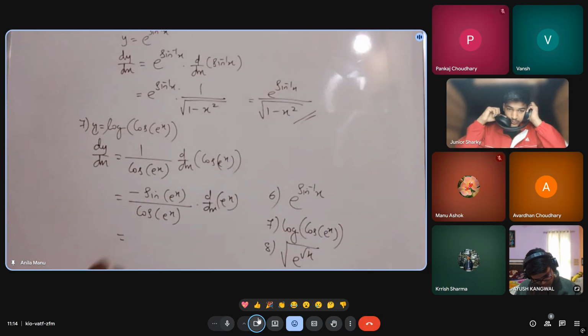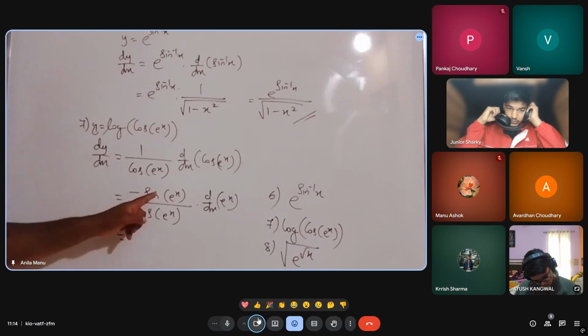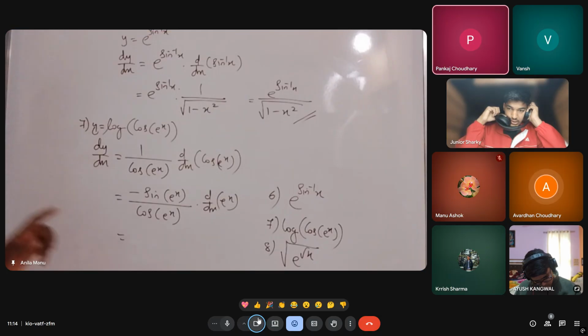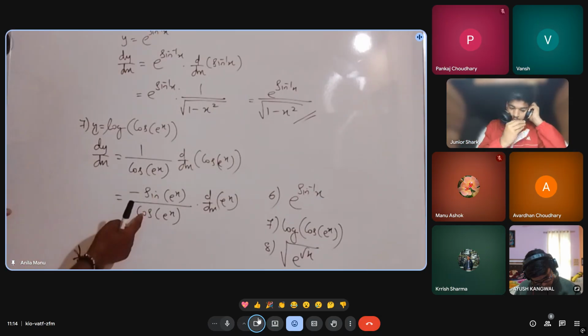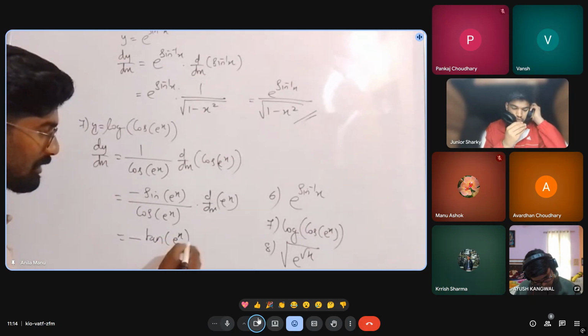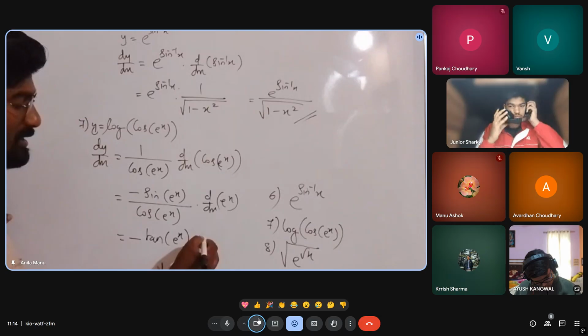Now my question is, right here, can you apply any property? Is there any possibility to apply any property? So tan x. Yes, sir. Sin by cos is tan. So minus tan e raised to x. Then the derivative of e raised to x is e raised to x.